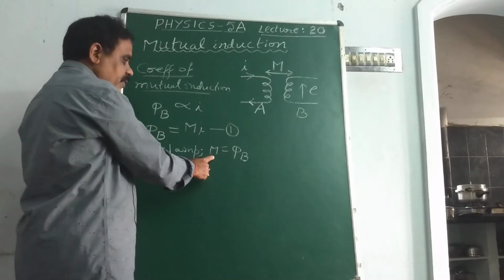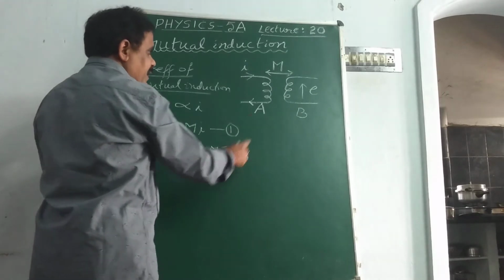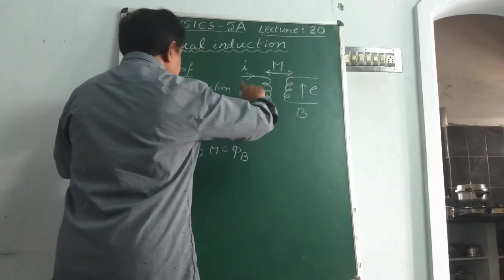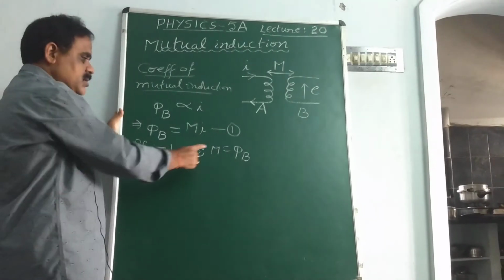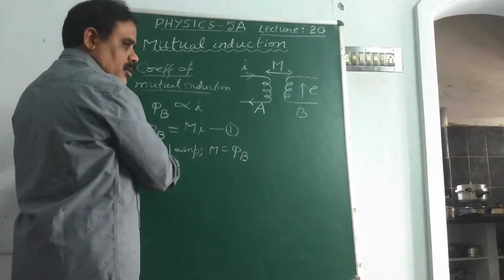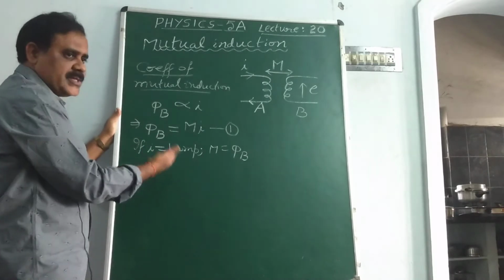So the coefficient of mutual induction can be defined as the flux in the one coil when the current in the other coil is 1 ampere. So this is one type of definition for the coefficient of mutual induction. Then we go for the second definition.